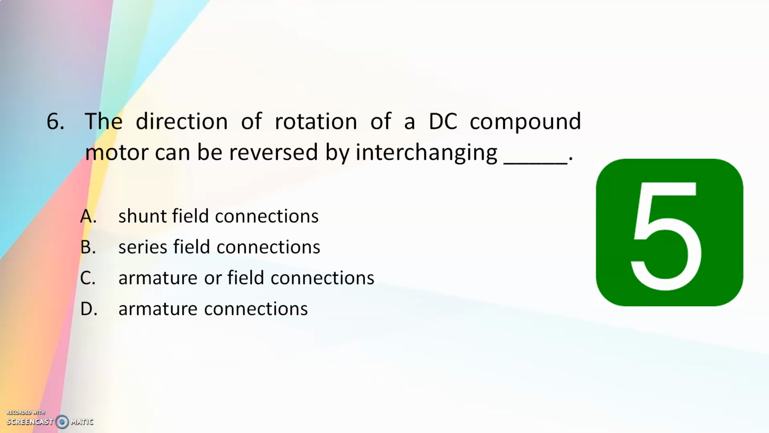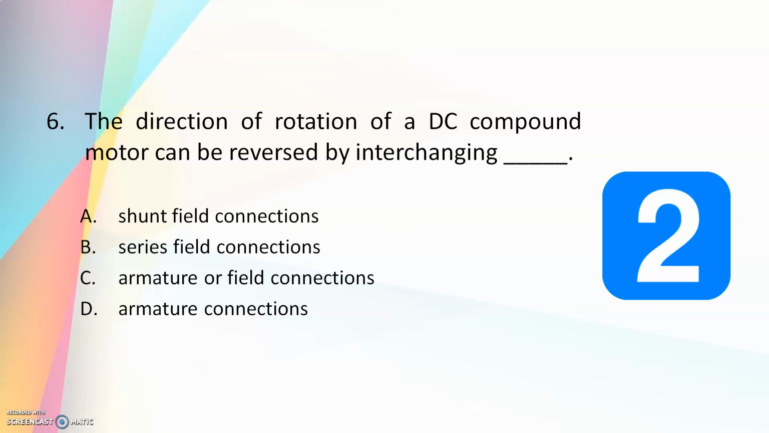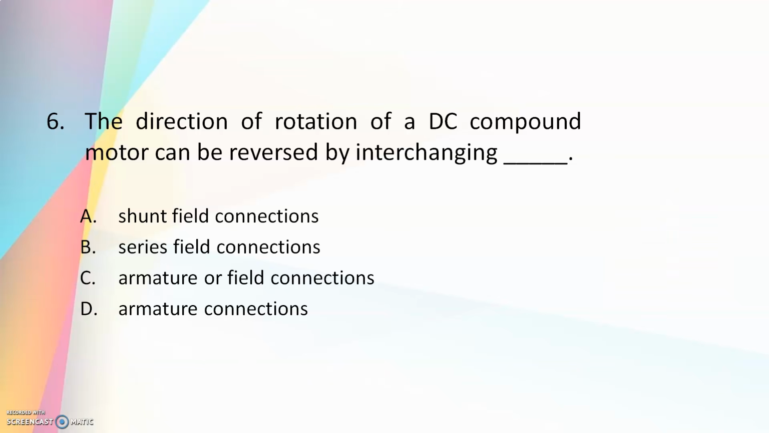The direction of rotation of a DC compound motor can be reversed by interchanging: shunt field connections, series field connections, armature or field connections, armature connections. And the answer is armature or field connections. The direction of rotation of a DC compound motor may be conveniently reversed by reversing the connection of both series and shunt field windings, or by reversing the armature connection, but not both at the same time.